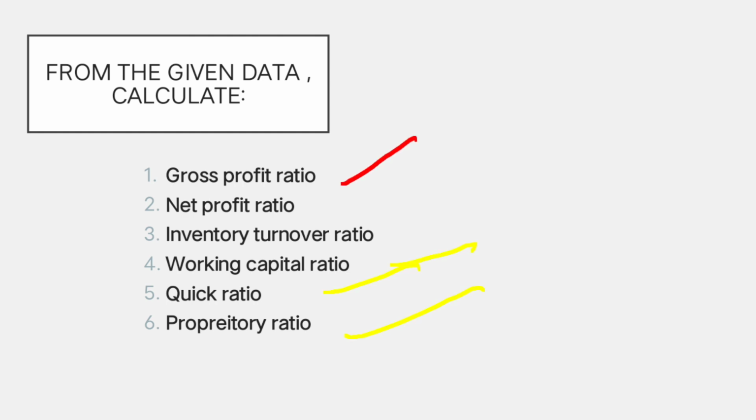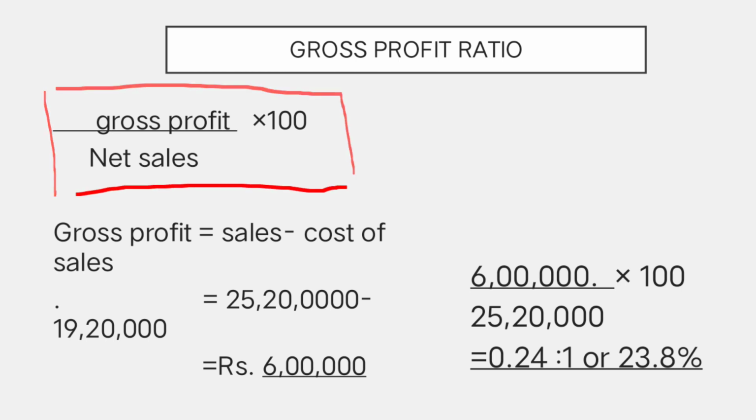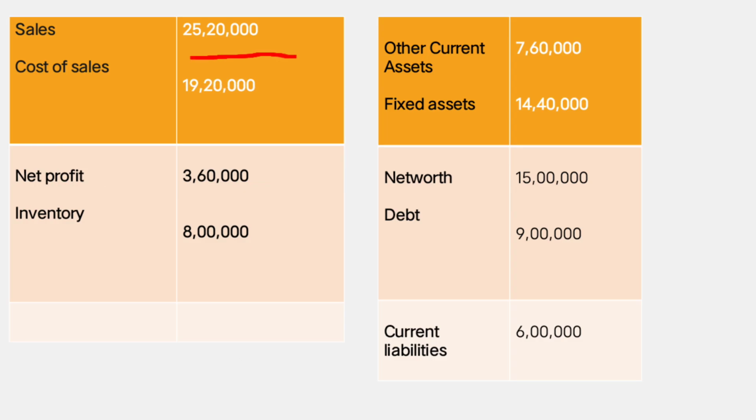Gross profit ratio. See here: gross profit divided by net sales. As you all know, what is the formula? Gross profit divided by net sales into 100. This is the formula. So what is the gross profit? Is it given directly?